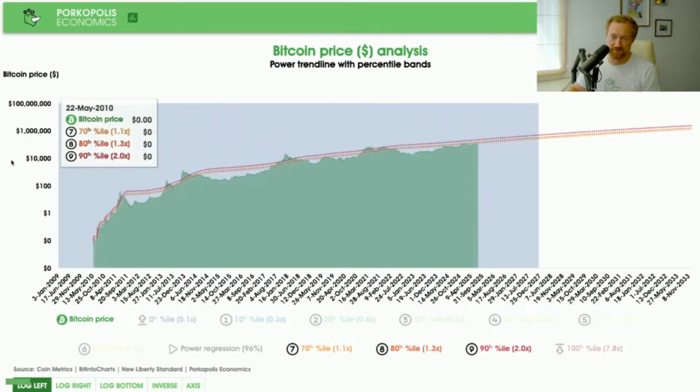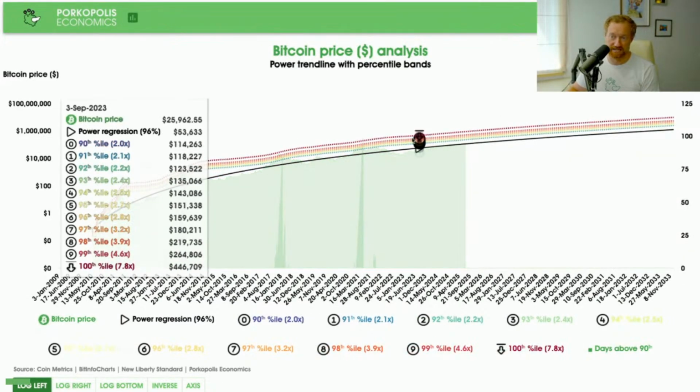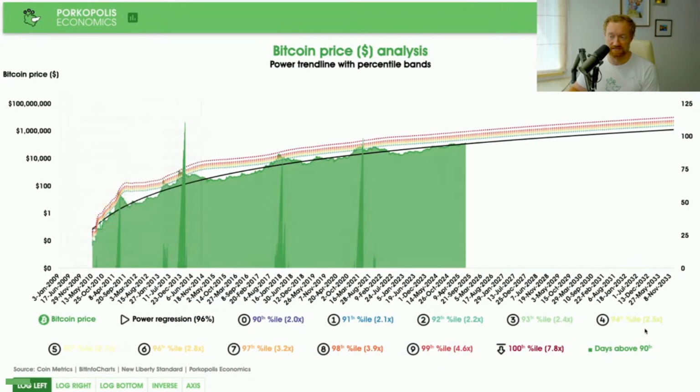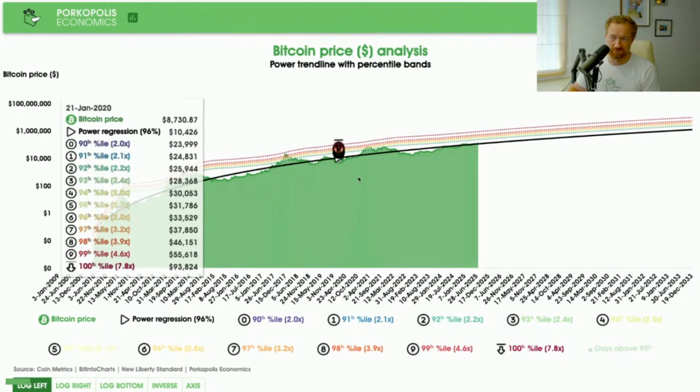Okay, so having looked through all the past, we can see it clearly got above the 90th percentile. So now, if we want to look out to the future, let's look at the 90th percentile. This is only the 90th percentile and above. This little rainbow here.